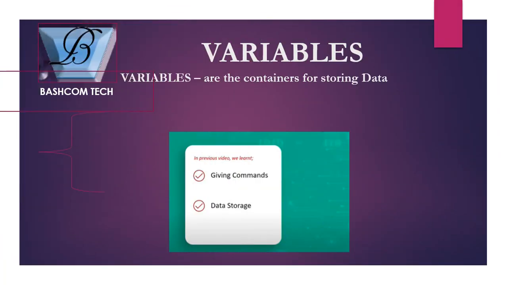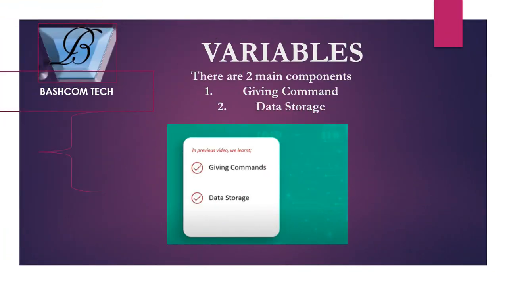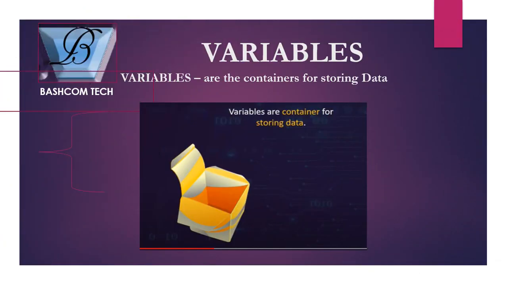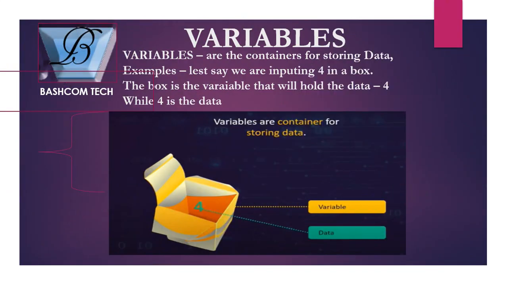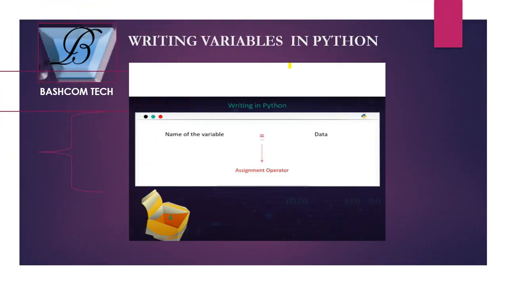Now, what are variables? Variables are containers for storing data. There are two main components for variables. Number one, you have to do the command. Number two, there has to be data storing. As I said before, variables are the containers for storing data. For example, we have a box, and in this box you store data. Let's say there is four. So variables are the concept used in storing data in data science, and they are very, very important.